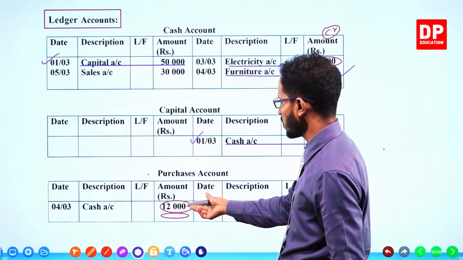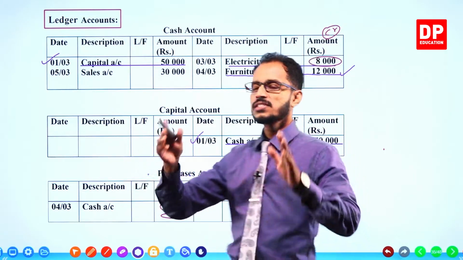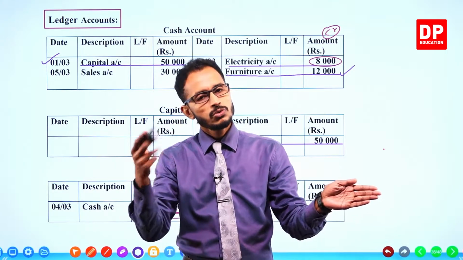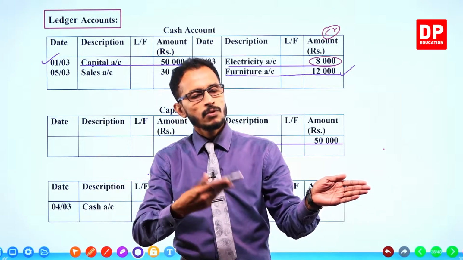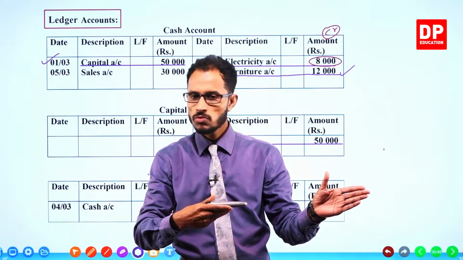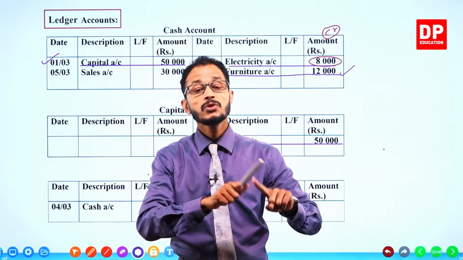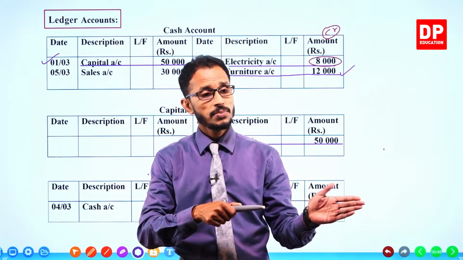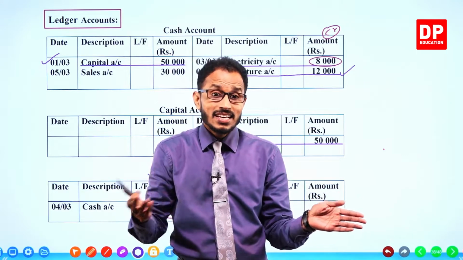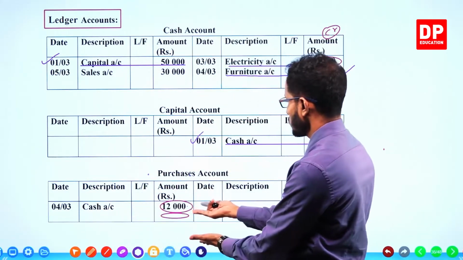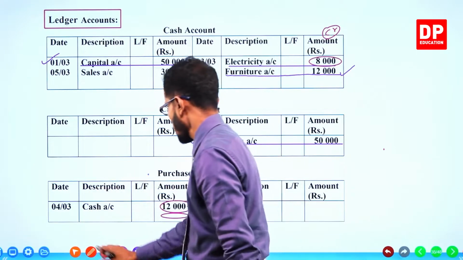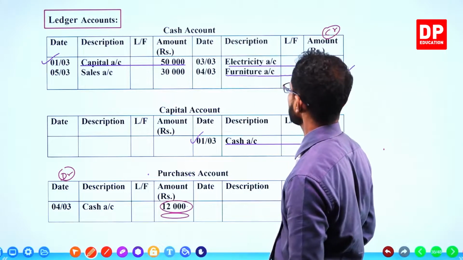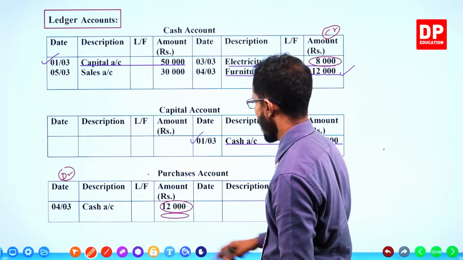It has been debited to the purchases account. Just the same mistake I was explaining a few seconds ago. You don't debit to the purchases account when you purchase non-current assets. You debit to the relevant non-current asset account. So in this case, furniture account. Debit to the furniture account. It's not done. They have debited to the purchases account. So this is wrong.